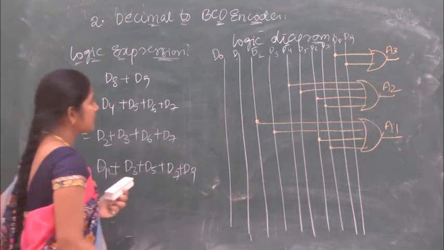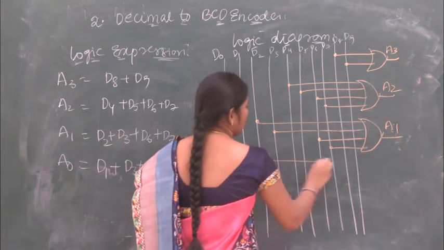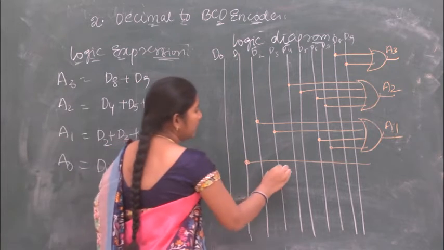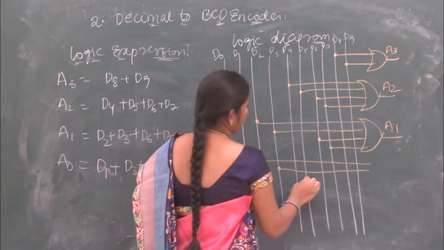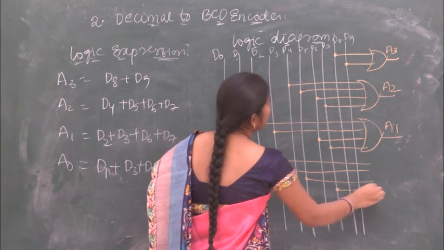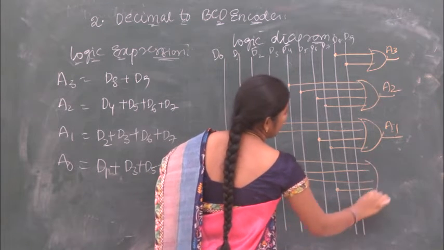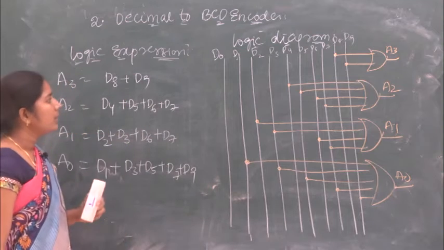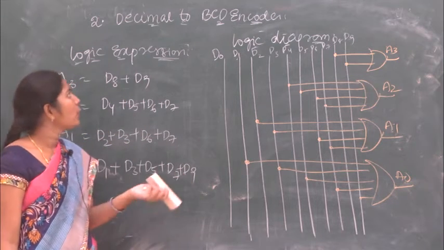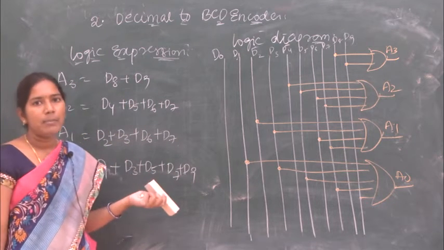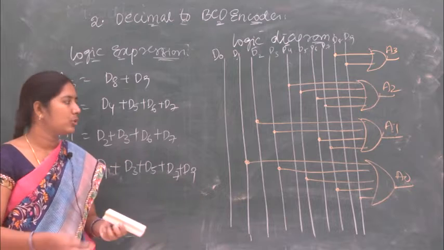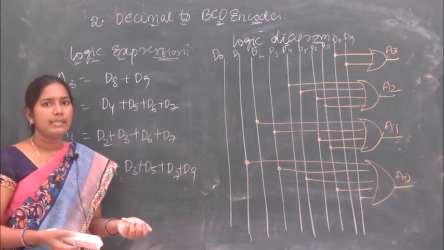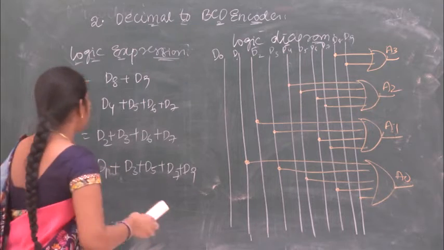and A0 is D1, right? D3, D5, D7, D9, give it to one OR gate to get A0. Right? In this way, we can design a decimal to BCD encoder. Next we'll see the hexadecimal to binary encoder.